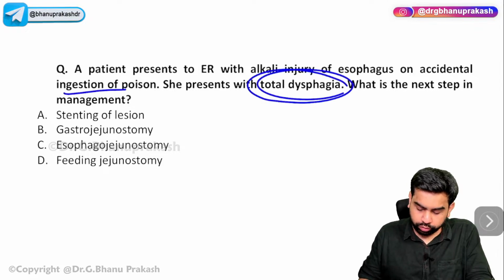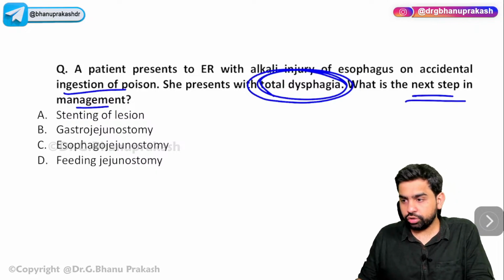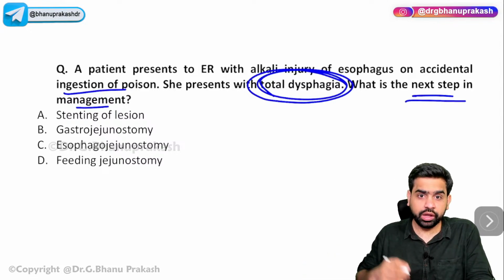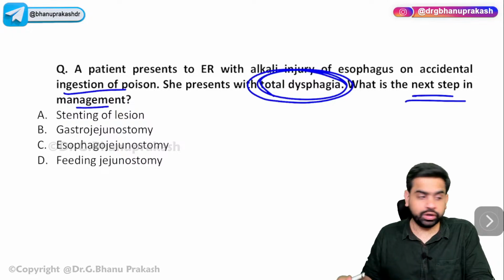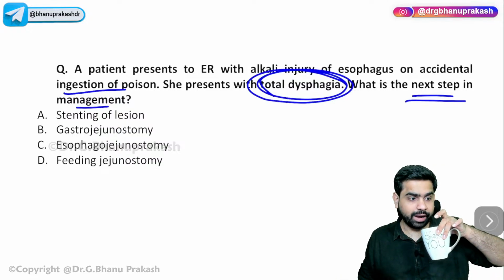She presents with a total dysphagia. What is the next step in the management of this particular patient? So if there is a patient who is coming to you after a corrosive injury, a corrosive acid or corrosive alkali injury, and now the patient is having a total dysphagia. The patient is not able to eat or drink anything. What is the next step in the management of this particular patient?